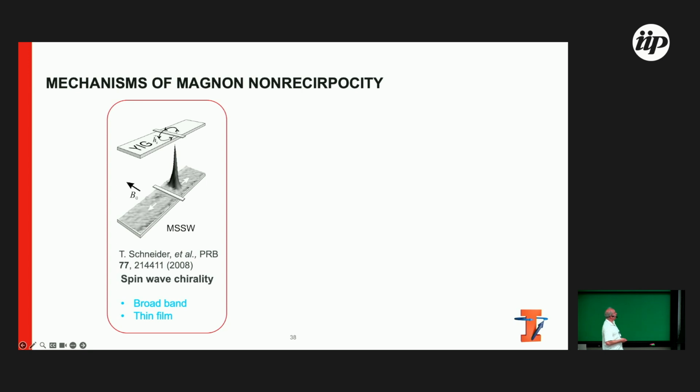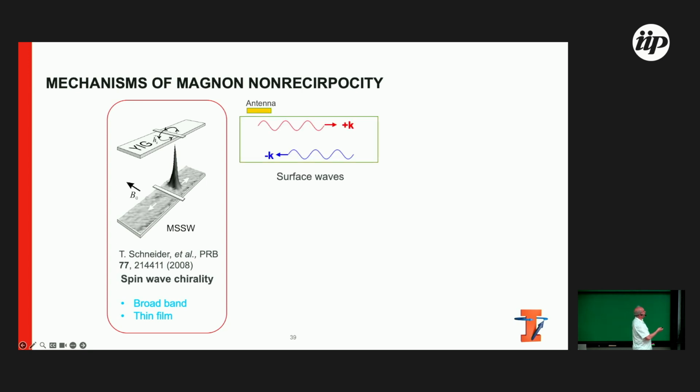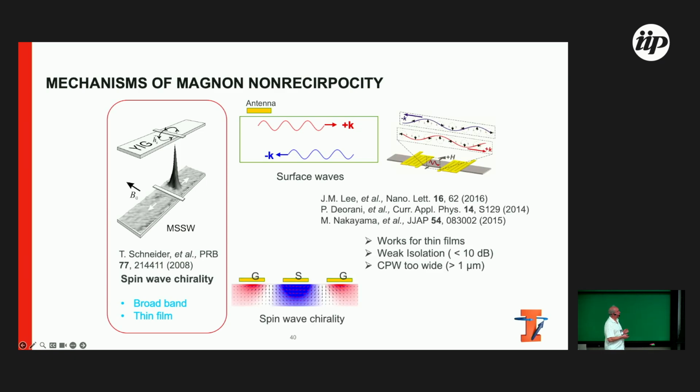Now, you could think part of it is just that if you put an antenna on one side, you couple more to one surface mode versus the other surface mode. That actually typically is not really what's going on. And when people did this in the past, you did see some non-reciprocity, but the non-reciprocity was actually rather small. I mean, the isolation was less than 10 dB. And what I will show you is that it was mostly because of a geometric mismatch of the antenna to the thin films that they used.